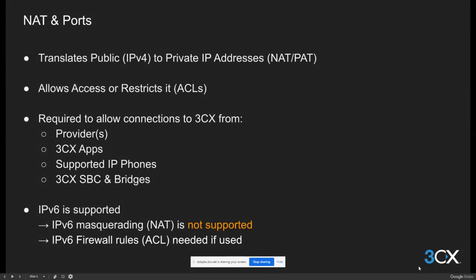So we will allow or restrict. Okay, we will allow or restrict the traffic on the firewall. We are required to allow the connections to 3CX from providers, from 3CX apps, supported IP phones, or from the bridges or SBCs. We need to allow the traffic. IPv6 is also supported, but we are not using it, so we don't talk about IPv6.